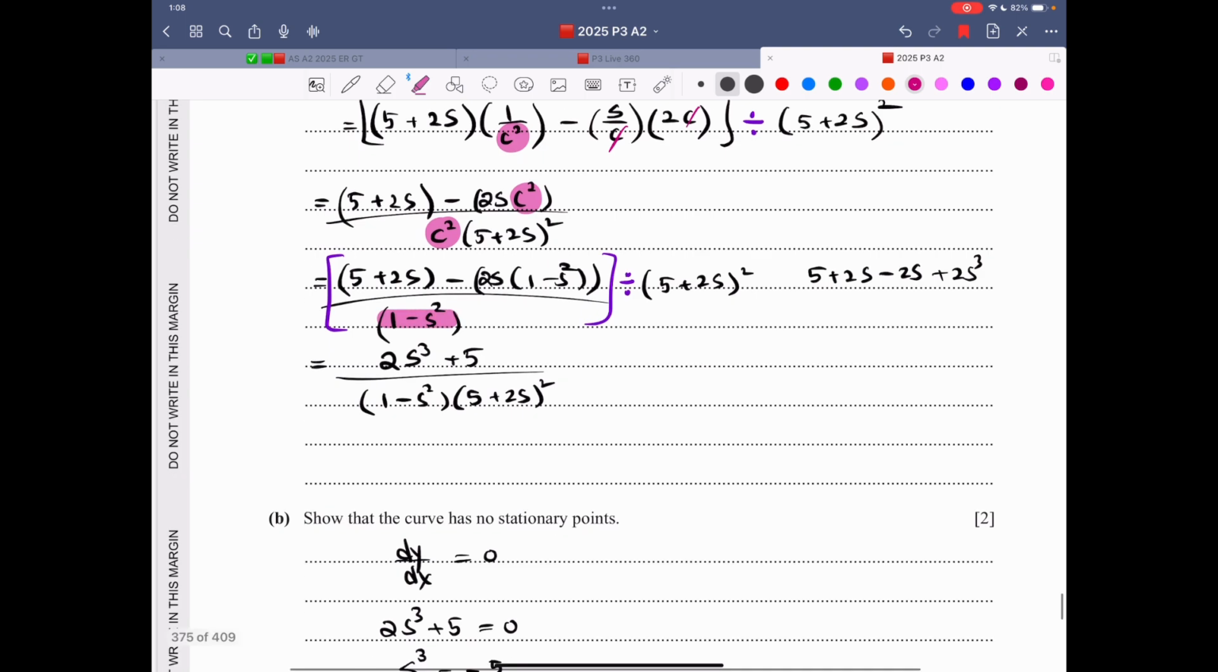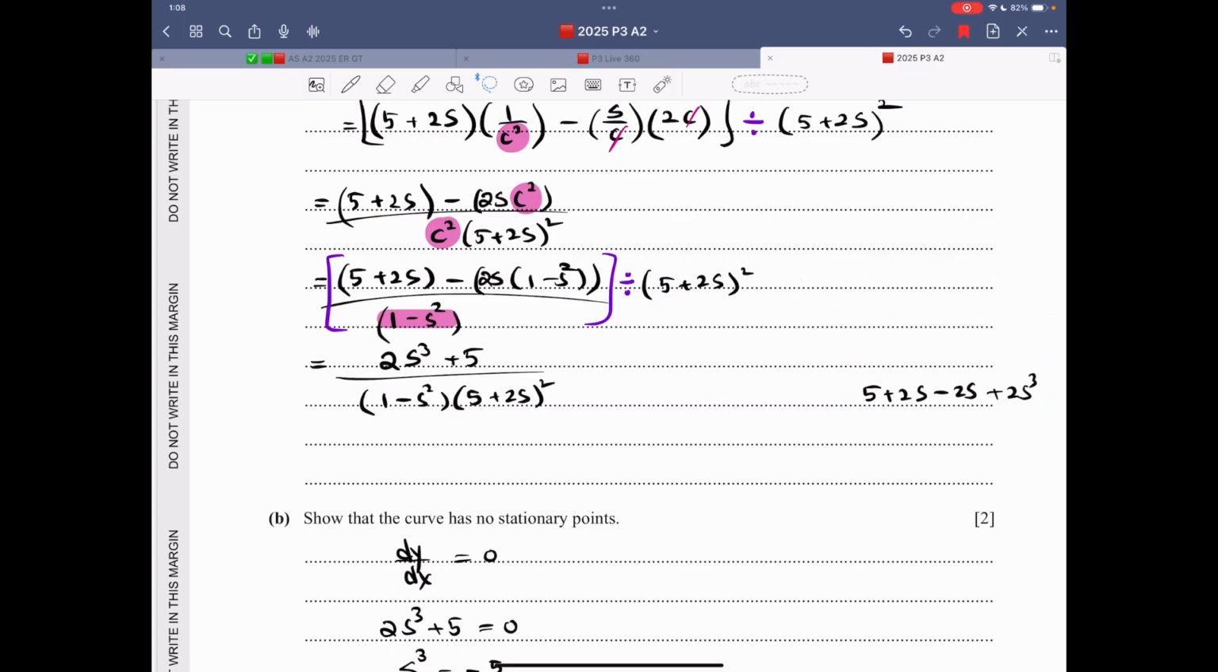Okay. And this is my working on the sidelines, just like some kind of rough work. So let me write over here, this is my rough work that I did. So now over here, have a good look. This is 5 plus 2s into c square. C square is written as 1 minus s square. It's written over here, it's written over there.